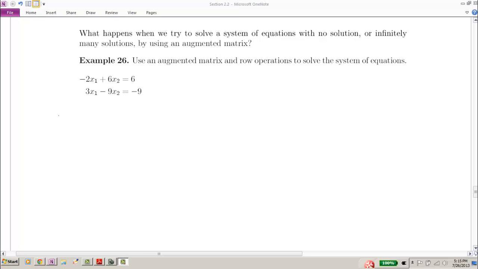In example 26, we're going to get a look at what our matrix looks like when we're working with a system that perhaps might have no solution or infinitely many solutions. How can we tell that we're in that situation when we're working with a matrix? And so here we have our system of equations. We're going to start out, as usual, by just writing the augmented matrix.